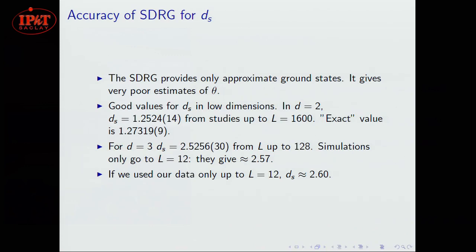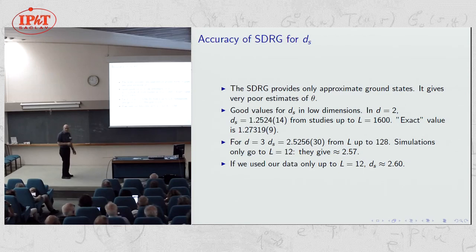Okay, well, the SDRG, I'm not selling it very well, but in many ways it's a rubbish approximation. It gives very poor values for the exponent theta. It's even of the wrong sign. But in 2 dimensions, it's not bad. It gives this value in 2 dimensions, and we managed to study up to L equals 1600. And the exact value, obtained by Kosterlitz and Weigel, is this value. So it's quite close.